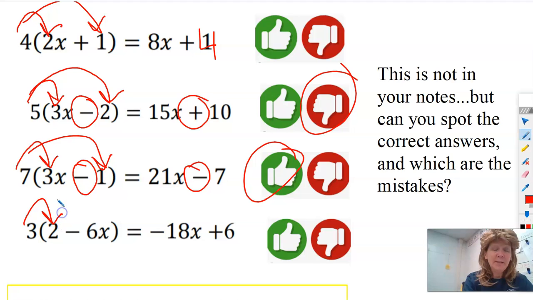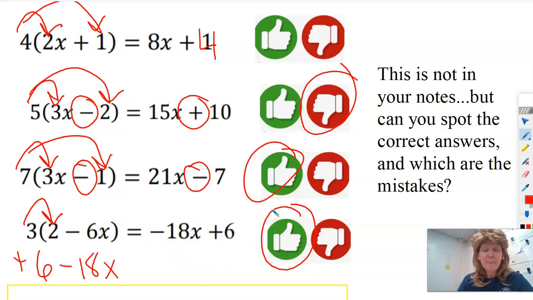Last one. 3 times 2 is 6. Ooh. 3 times 6x is 18x, and there's a minus sign. Oh, this is weird. Now, what I'm noticing is this has a plus 6, this has a plus 6, this has a minus 18x, that has a minus 18x. Oh my gosh, this is a thumbs up. They use the commutative property and switch the order. The answer is the same when you switch the order.